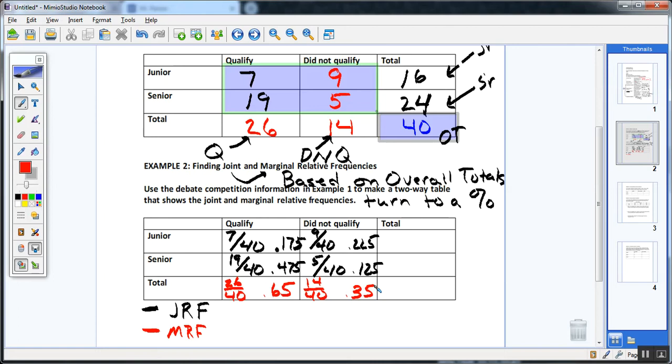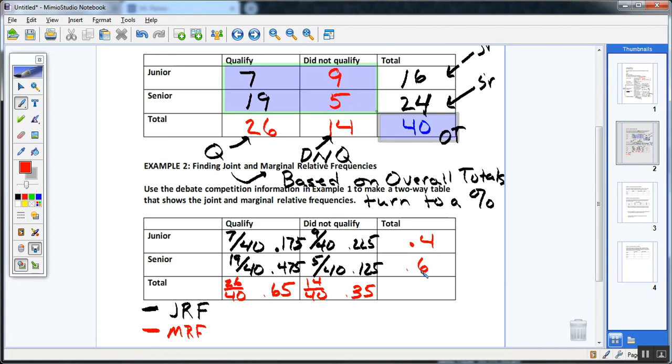Okay, well, let's do it for the rows then. 16 of the 40 were juniors. Let's just add across here. So 0.175 plus 0.225 is 0.4. Total would be 0.4. Matt, how would you add this one up for seniors? 0.6. They should both equal 1.